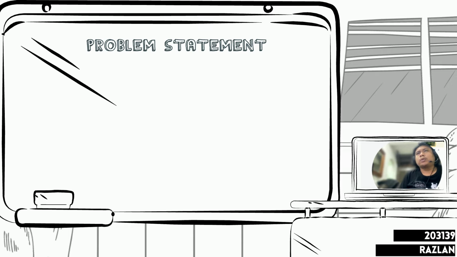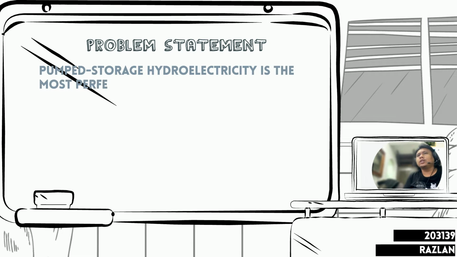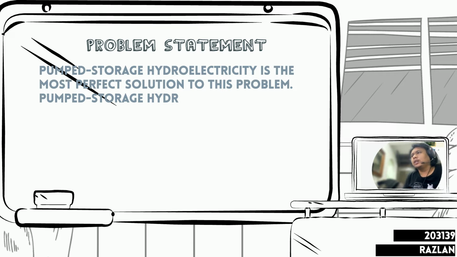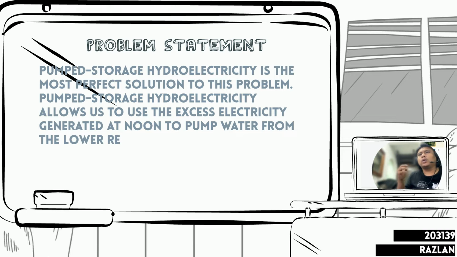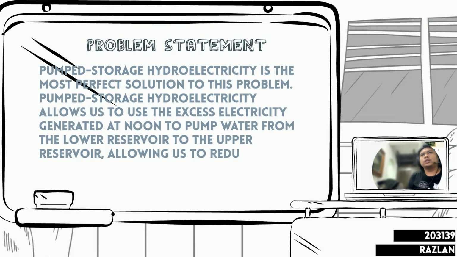So for the problem statement, we can conclude that pumped storage hydroelectricity is the most perfect solution to this problem, because PSH allows us to use the excess electricity generated at noon to pump water from the lower reservoir to the upper reservoir, and it allows us to reduce our carbon footprint. So that's all the problem statement from my group. Next, we'll continue to the methodology.